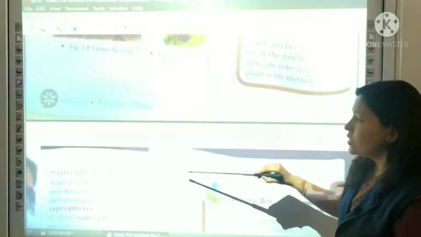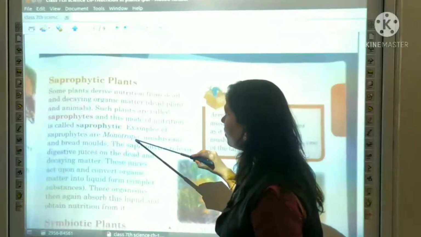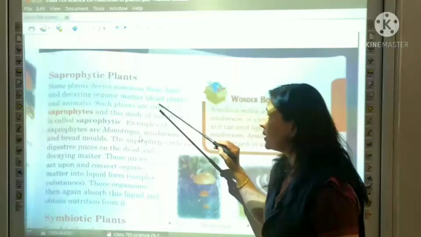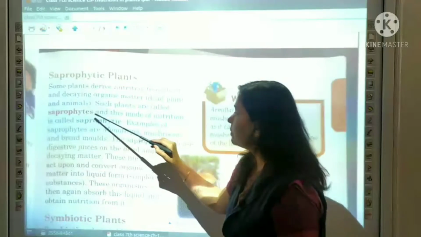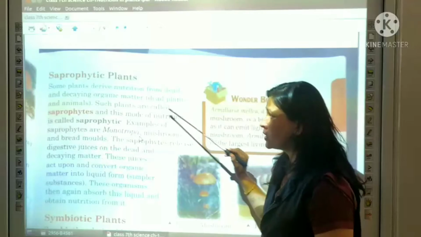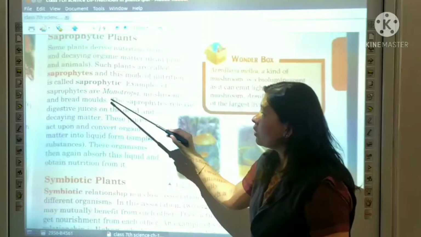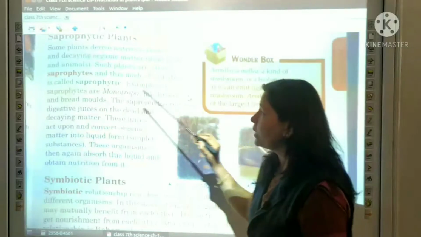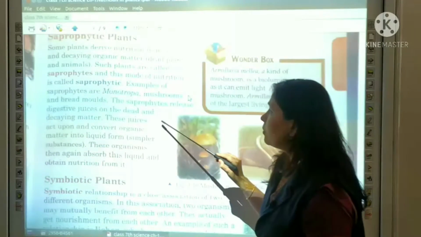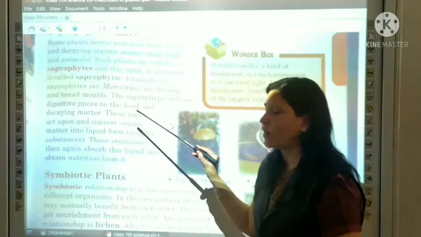Next, saprophytic plants. Some plants derive nutrition from dead and decaying organic matter, dead plants and animals. Such plants are called saprophytes and this mode of nutrition is called saprophytic. Examples of saprophytes are monotropa, mushrooms and bread molds. We know about the mushrooms. Mushroom is a type of fungi.